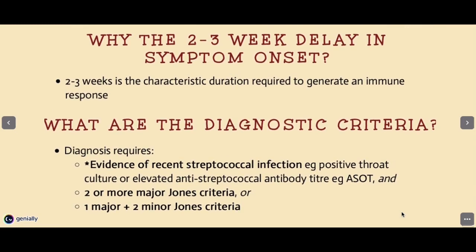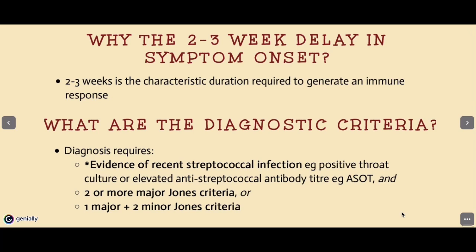So why the 2 to 3 week delay in symptom onset? This is because 2 to 3 weeks is the characteristic duration required to generate an immune response. So after about 3 weeks, when the patients start showing features of rheumatic fever, at this point in time, the streptococcal antigen may no longer be demonstrable within the patient's tissue. The antigen itself may have been cleared, but it is the antibody that is mounted against that antigen which is now causing injury to the host tissue.